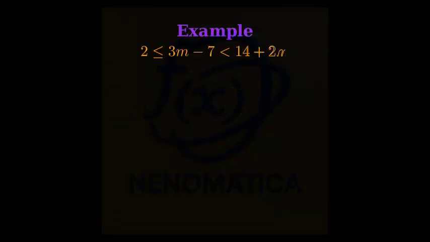Example: we will solve the compound inequality exactly following the shown algorithm. We first split the compound inequality into two simple ones using the rule a less than or equal to b less than or equal to c if and only if a less than or equal to b and b less than or equal to c.